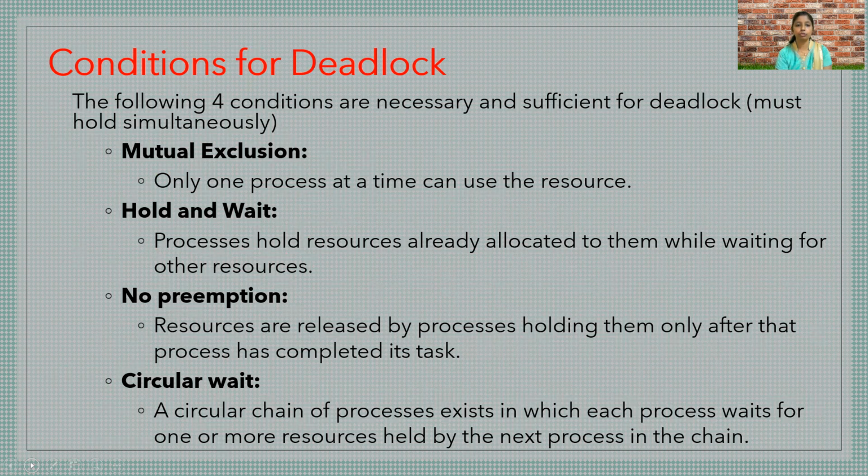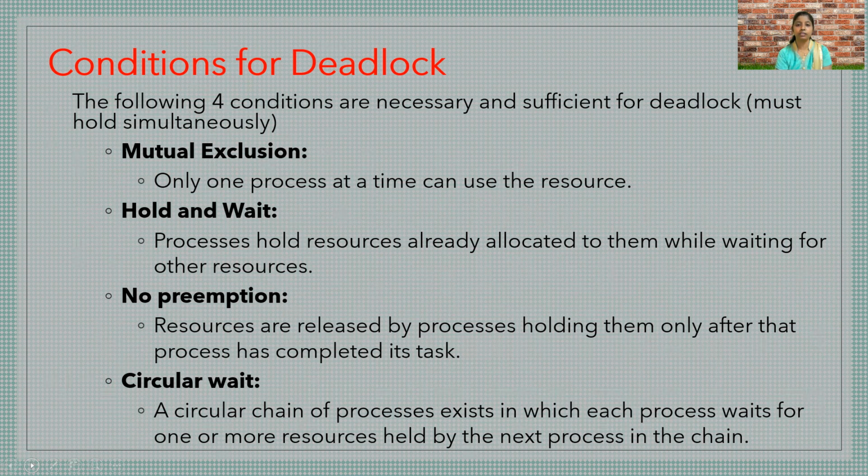So what is mutual exclusion? The mutual exclusion property ensures that only one process can make use of a resource at a given time. That means simultaneously no two processes can access the same shared resource. The second condition, hold and wait. This is a property where processes hold on to resources which are already allocated to them and still wait for other resources which are held by other processes.